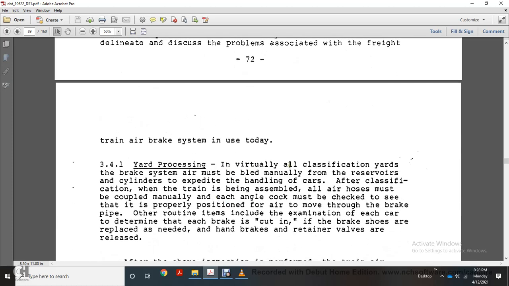You are processing virtually all classification of the brake system. Air must be bled manually from the reservoir of the brake cylinder. Expedite the handling of the cars after classification. When a train is being assembled, all air hoses must be coupled manually.